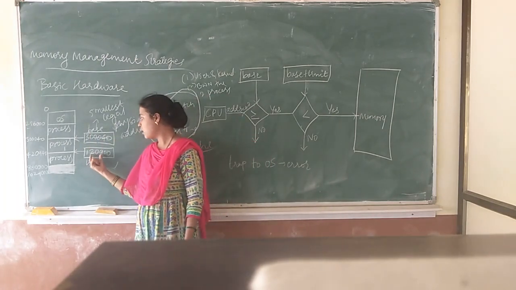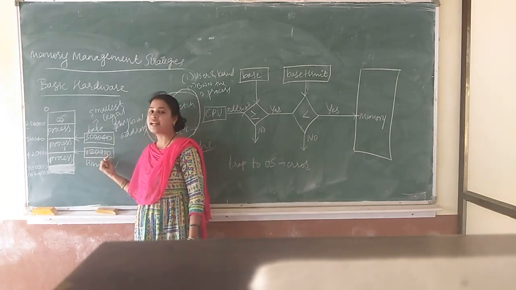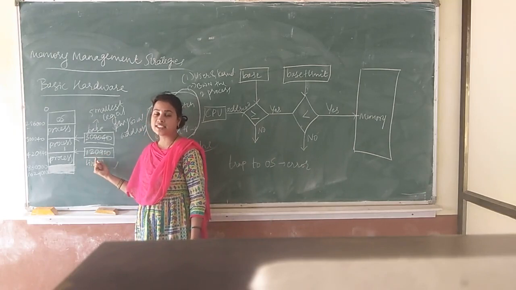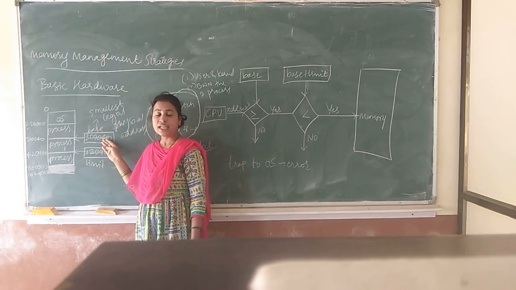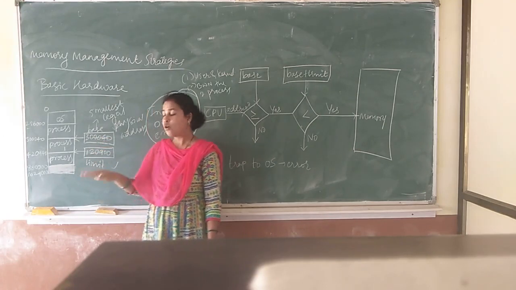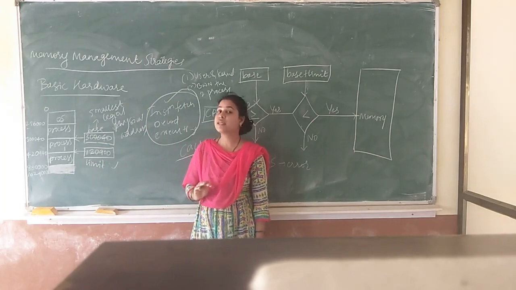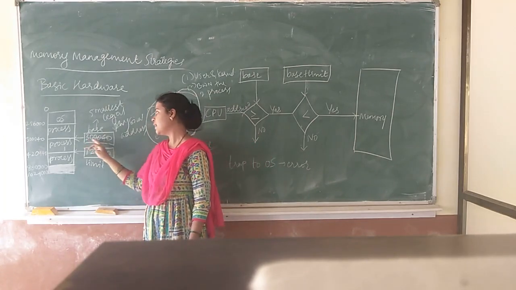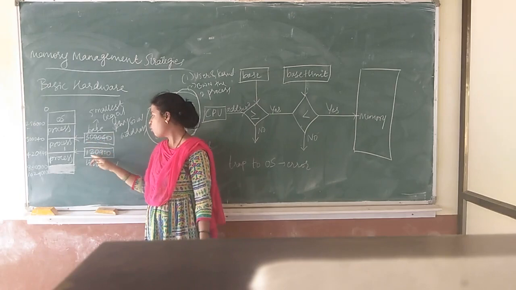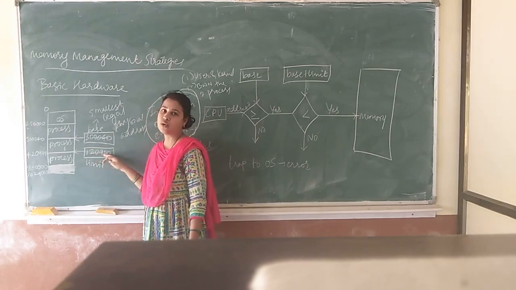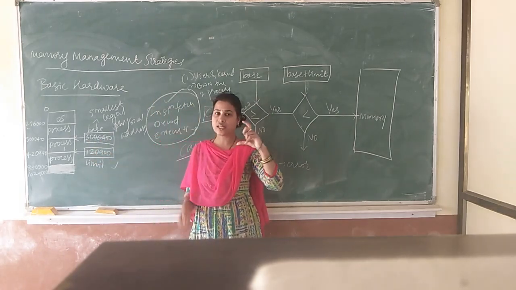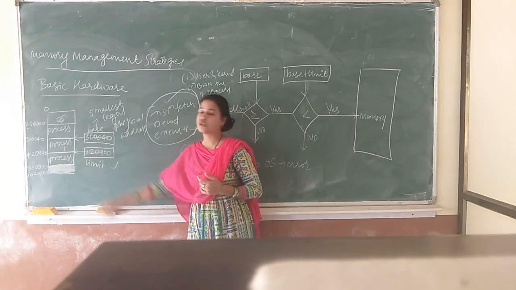It can access up to 120900. So starting from 300040, it can access the next 120900 addresses. Means what you are going to do here? 300040 plus 120900. That will be the total addresses available to this process number 1.